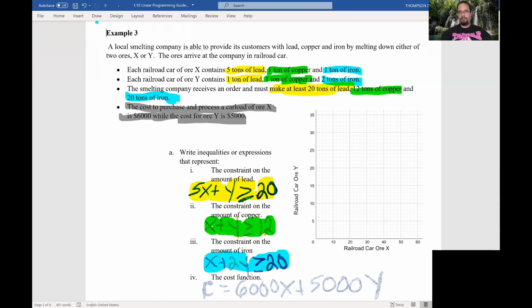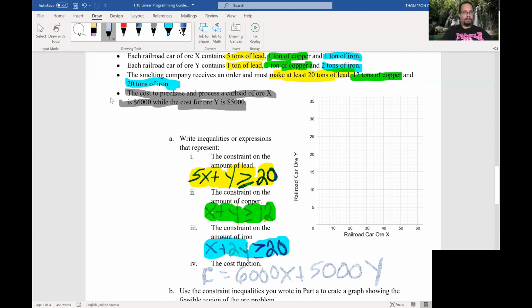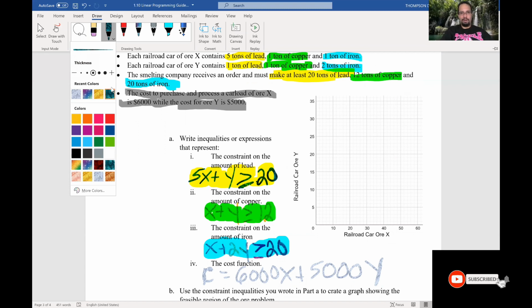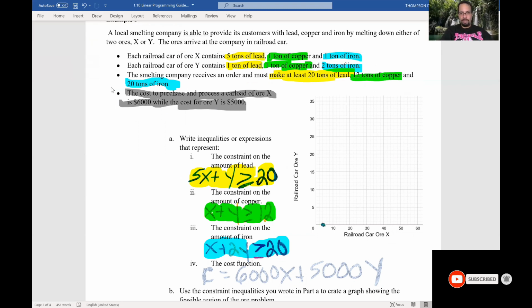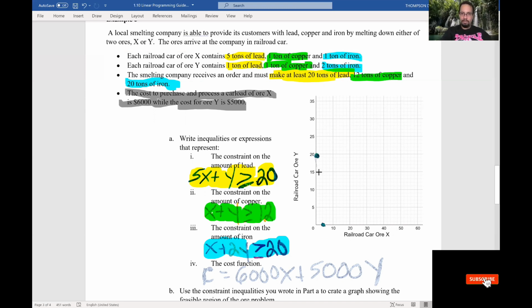Okay, now we have to graph these 2 inequalities. So let's graph the first one. We have 5x plus y is greater than or equal to 20. 20 divided by 5 would be 4. So that's about there. Then 20 divided by 1 would be 20. That's about there. And we're going to draw a line between these 2 points, from here to here, and let's straighten this line out. I'll make the line thicker.